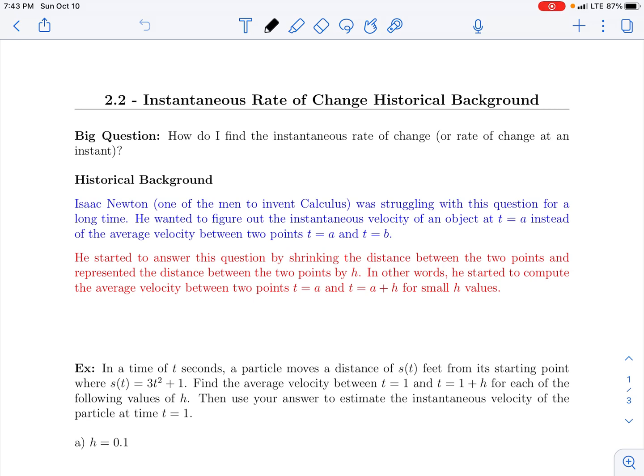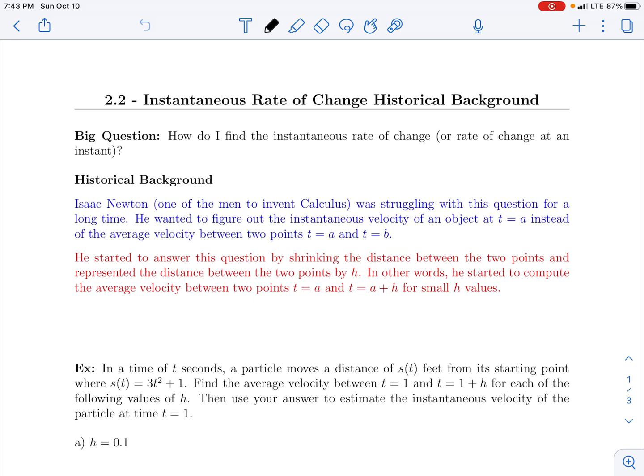So basically, I'm just going to pose for you this big question here. How do we find the instantaneous rate of change, or the rate of change at an instant? Isaac Newton, one of the men who invented calculus, was struggling with this question for a long time. He wanted to figure out the instantaneous velocity of an object at t equals, let's call it a, some number, instead of the average velocity between 2 points, t equals a and t equals b.